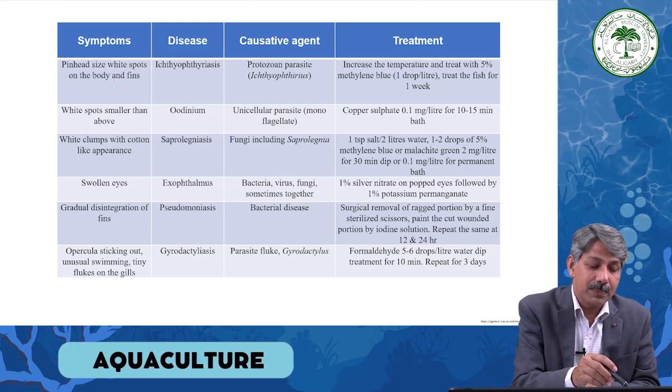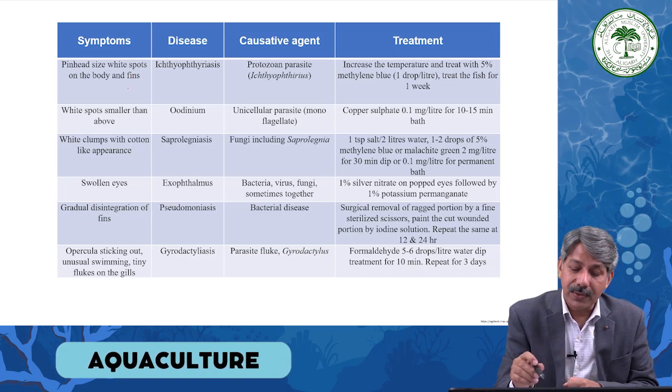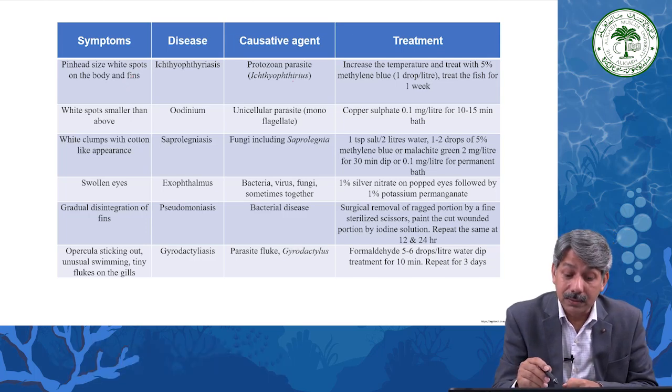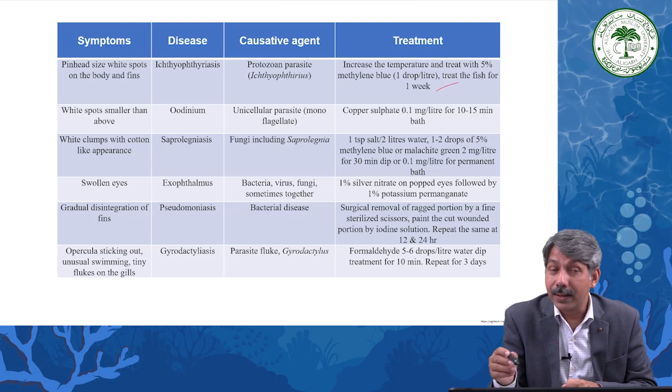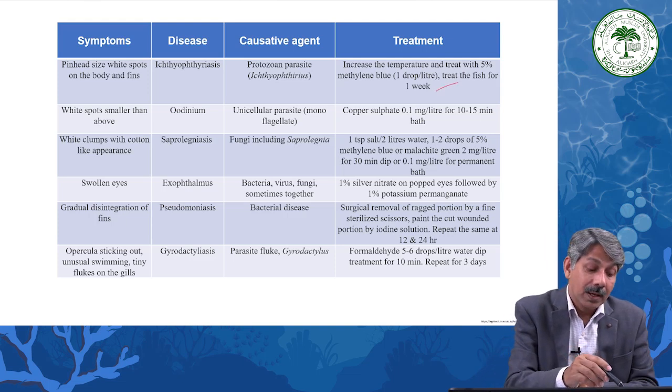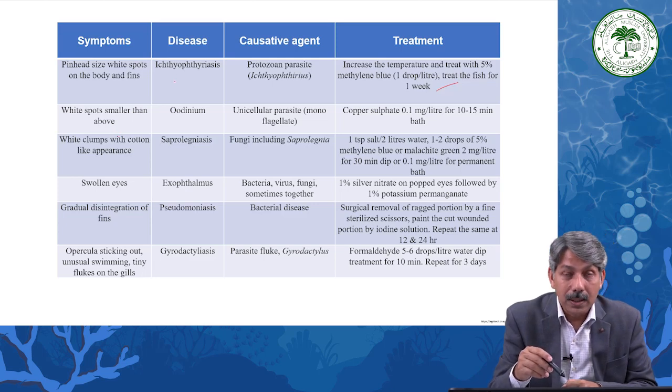If you notice pinhead size white spots on the body and fins, that may be because of a protozoan parasite. Increase the temperature and treat with 5% methylene blue, 1 drop per liter. Treat the fish for 1 week, you may get a better result. White spots smaller than those described above are because of Ichthyophthirius.